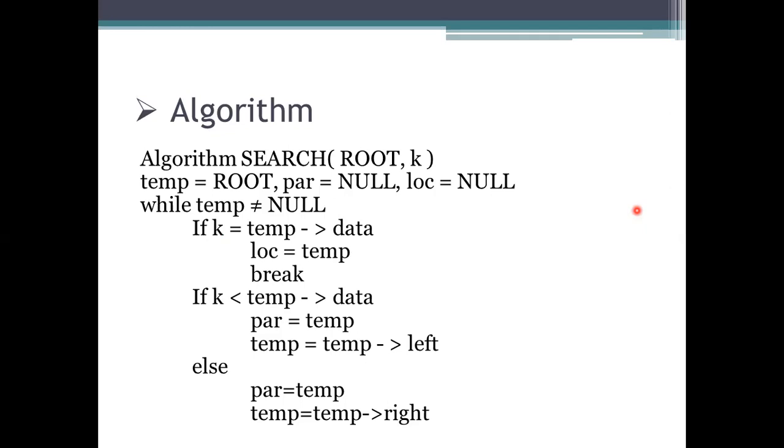Search takes the root element, and K is the key. The root element will change from time to time because we are traversing from subtree to subtree. It keeps traversing and changing. Now it takes a temporary root value; parent is null and location is null initially. Initially, what you are doing is setting them to null.